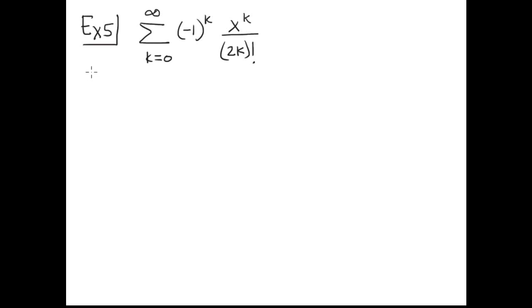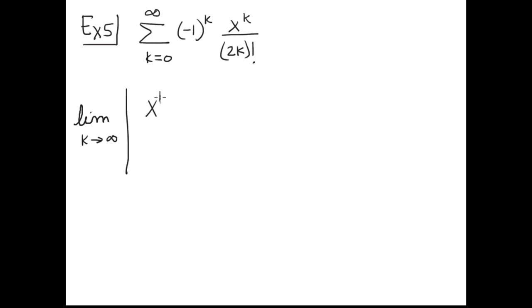Okay, example 5 is exactly the same. Determine the interval of convergence and radius of convergence. One more time, we're using the ratio test. Absolute value. That part is not important because it's absolute value. I don't care about the sign.